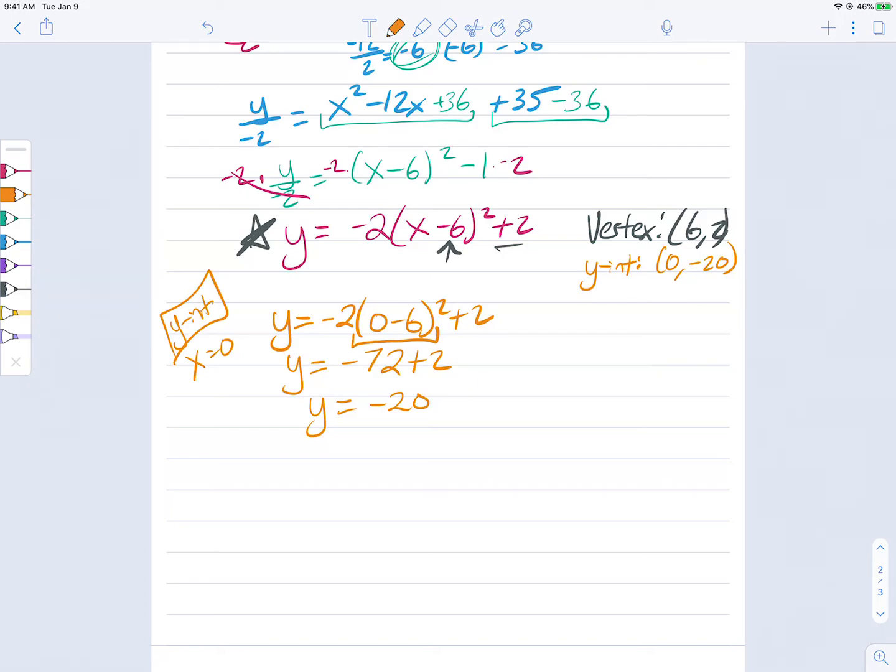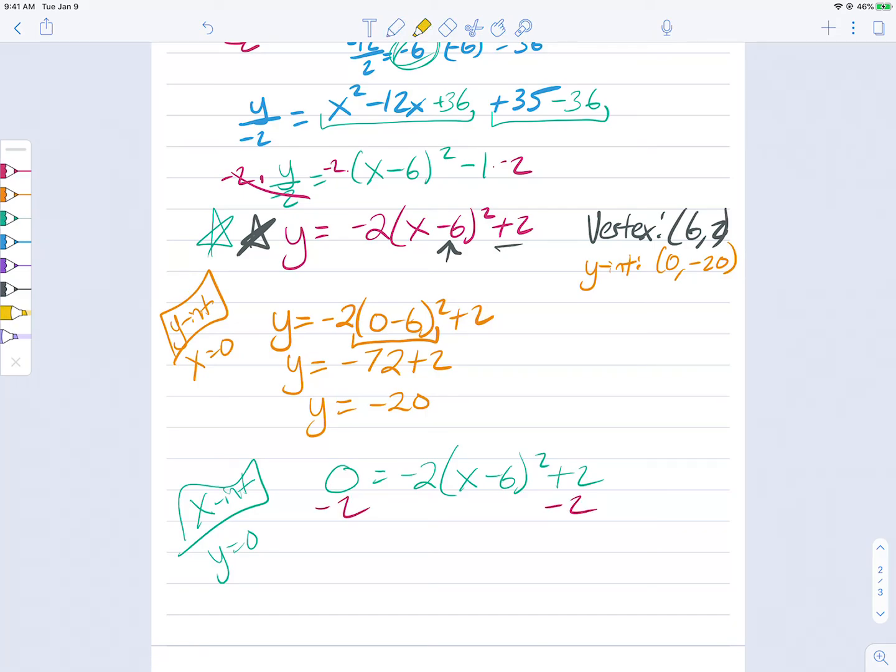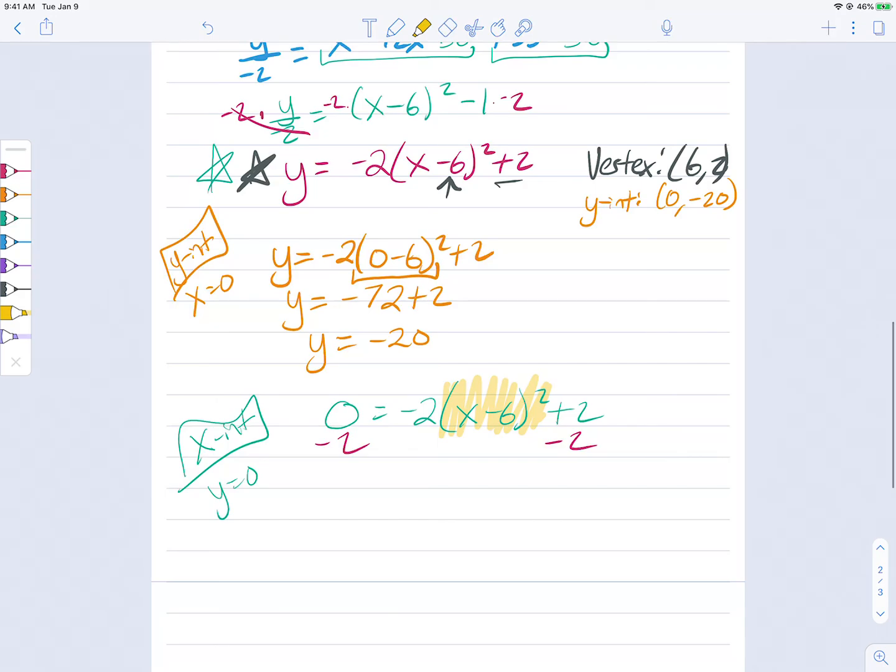Then, if I take my original equation and find the x-intercept, I'm going to make y equals 0. So 0 equals, I'm going to again use my vertex form, negative 2 times x minus 6 squared plus 2. I'm going to subtract 2 from both sides because my goal right now is to get this trinomial square by itself, because I want to just be able to square root both sides. So I'm going to have negative 2 equals negative 2 times x minus 6 squared. I'm going to divide both sides by negative 2. I'm going to have 1 equals x minus 6 squared.